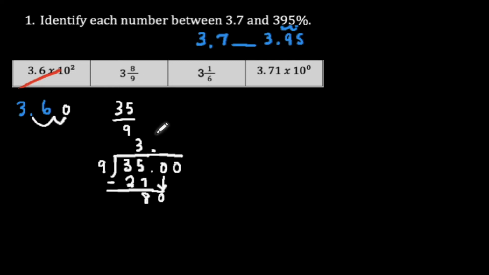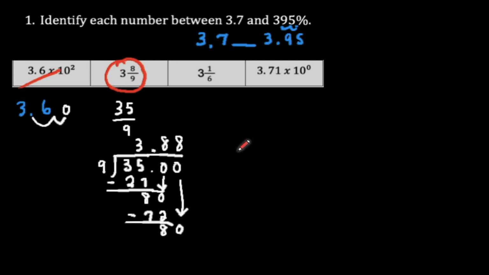However, 9 does go into 80, and it goes into 80 how many times without going over? And that is 8 times. 8 times 9 is 72. Okay, and this leaves 8. Bring down your 0. And as you can see, this is a repeating decimal, okay? So we can leave it at 3.88, all right? And if you take a look, 3.88 is between 3.7 and 3.95. Okay, so that is a choice here. So we'll go ahead and circle that.